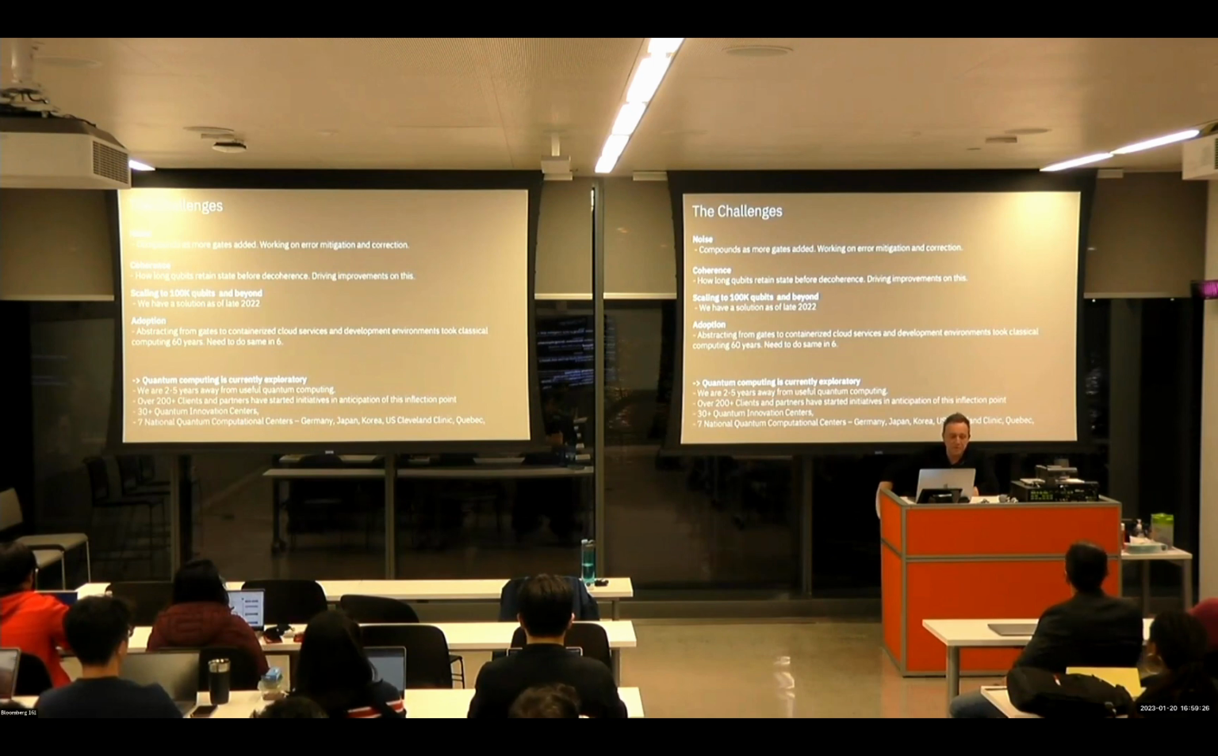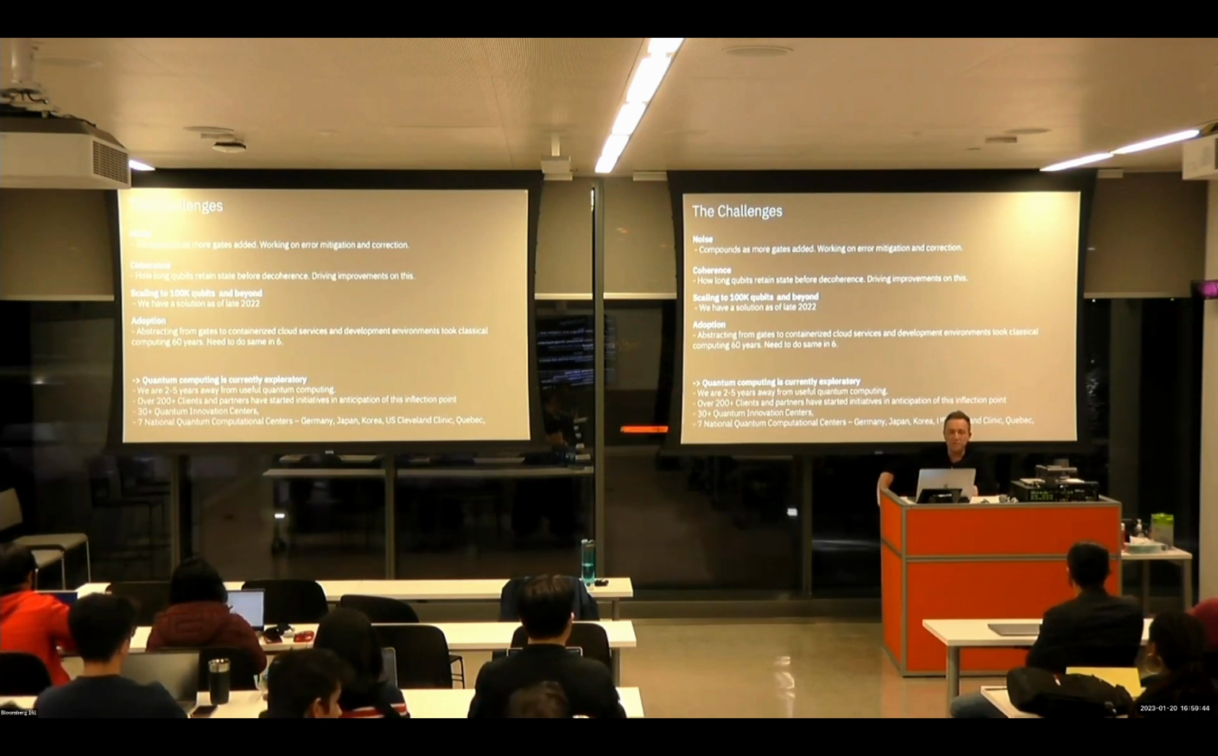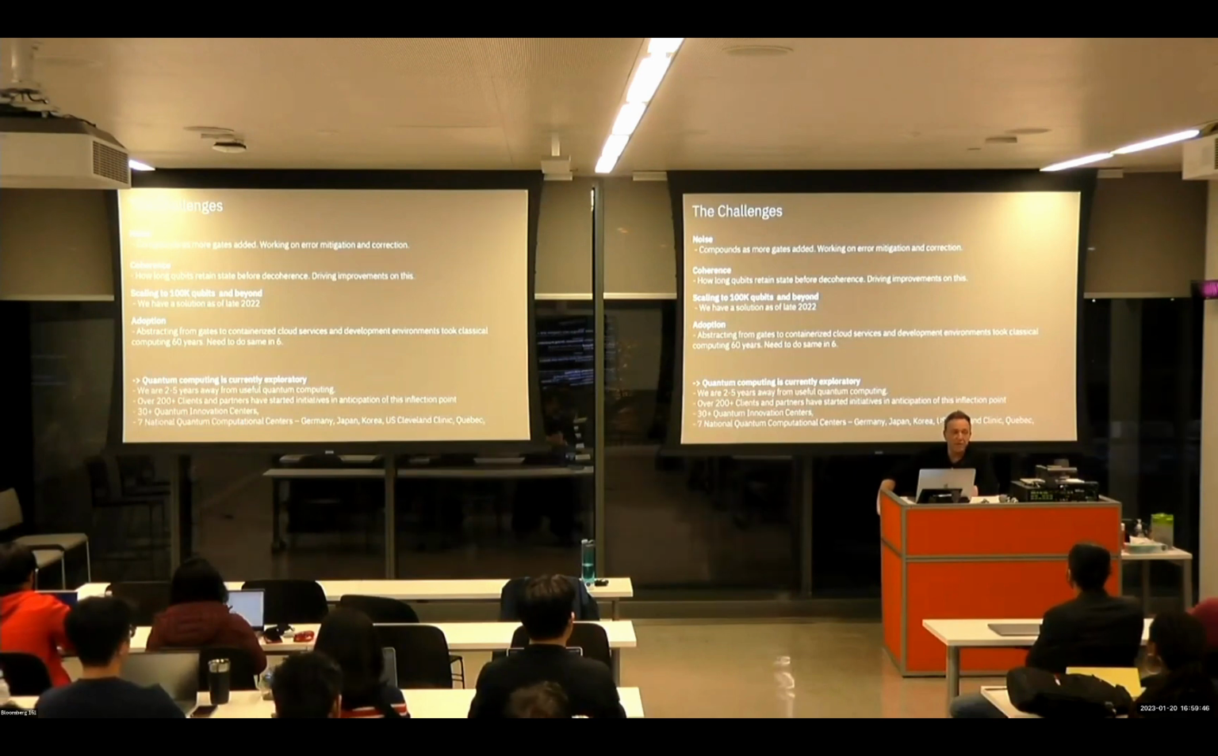We have over 30 quantum innovation centers. We have 7 national computation centers. In other words, clients that have our hardware on their site. So Germany, Japan, Korea, the Cleveland Clinic in the US all have their own dedicated systems. So even though quantum computing is not useful yet, it's been taken very, very seriously.